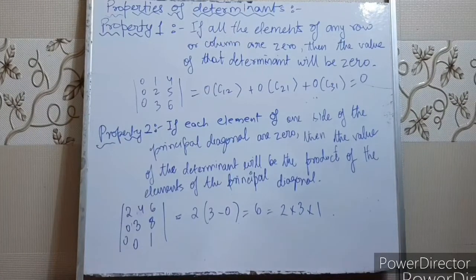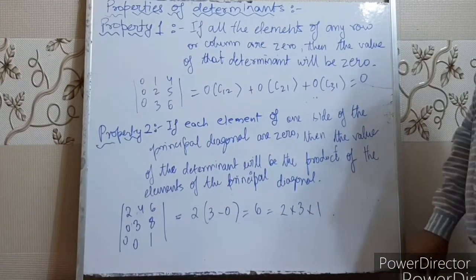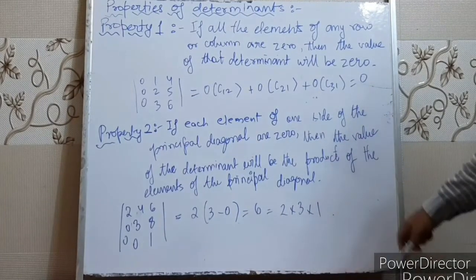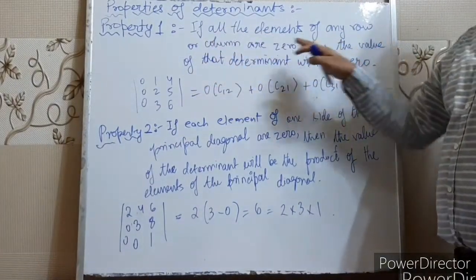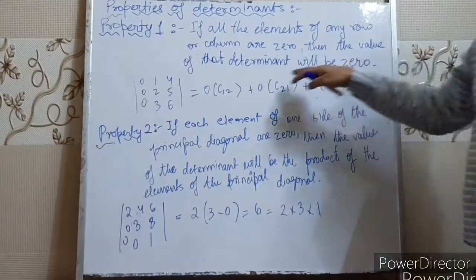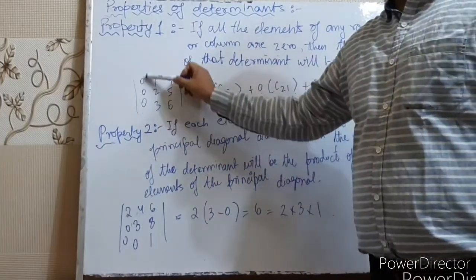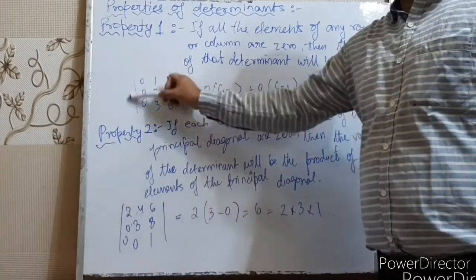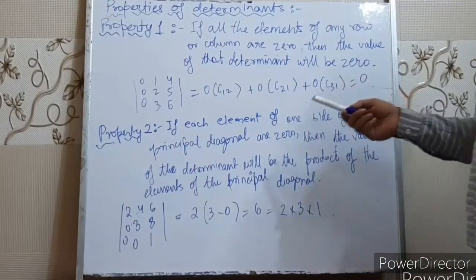Children, now we study some properties of determinants. So pay attention because these are the properties that will help us to solve the sums. Okay. So the first property states that if all the elements of any row or column in the determinant are 0, then the value of that determinant will be 0. Suppose this, you can see here, I have taken an example in which all the elements of the first column are 0. So the value of the determinant will be 0. Directly we can use it.